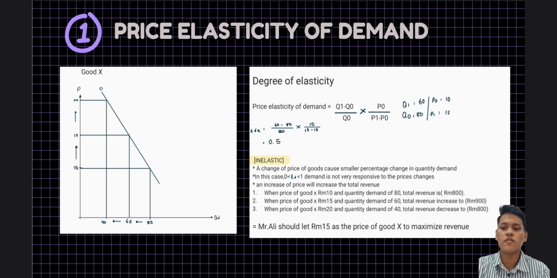First one, when the price of good X is RM10 and the quantity demanded is 80, total revenue will be 800 ringgit. Then, when the price of good X is RM50 and the quantity demanded is 60, total revenue will increase to 900 ringgit. Last one, when the price of good X is RM20 and quantity demanded is 40, total revenue will decrease to 800 ringgit. My advice for Mr. Ali, he should let RM50 be the price of good X to maximize the revenue.